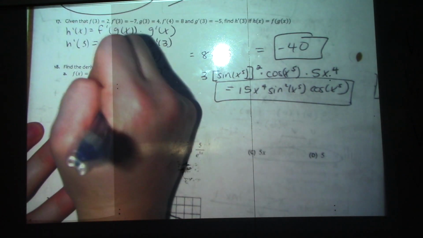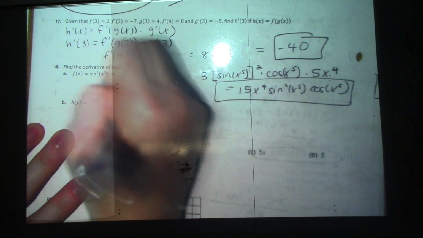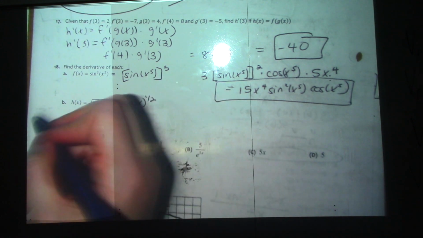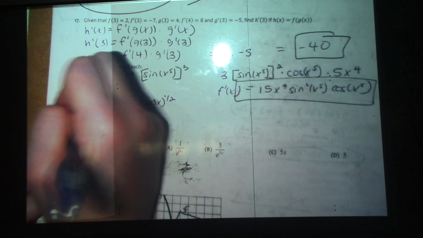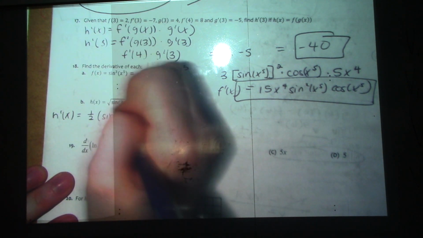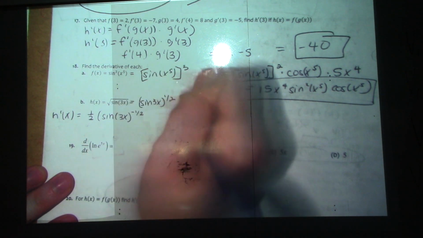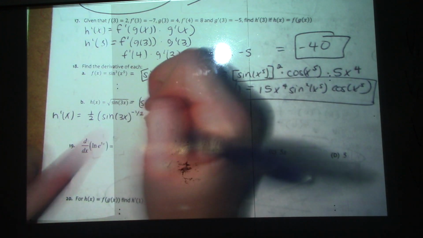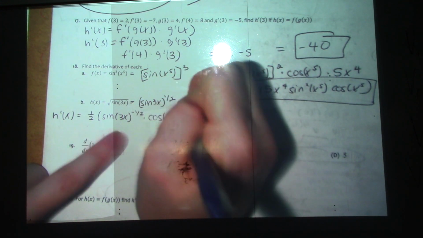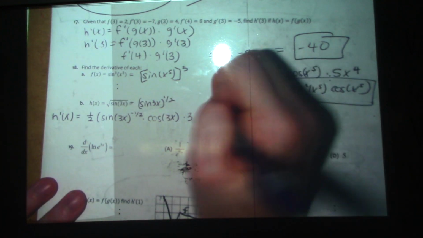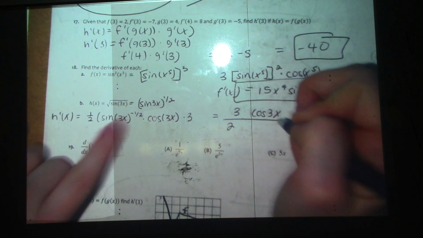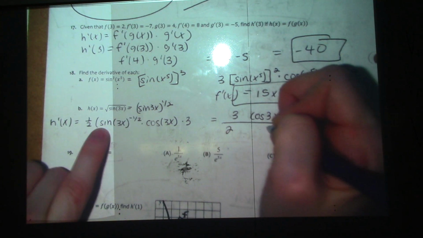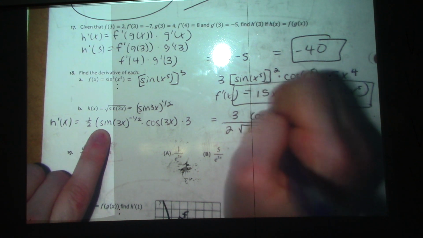Here, this one is sine of 3x all to the 1/2 power. So then when we take the derivative, this is your f prime of x. When we take the derivative of h, I'm going to bring down the 1/2. And now this sine of 3x is going to be to the negative 1/2 power because I subtract 1. Times derivative of sine is cosine, and then derivative of 3x is times 3. So this would really just be written as 3 over 2. I still have the cosine 3x on top, but this is negative, means it goes on the bottom. 1/2 means the square root, so that'd be the square root of sine of 3x. That would be my answer.